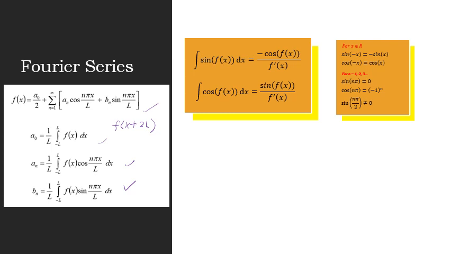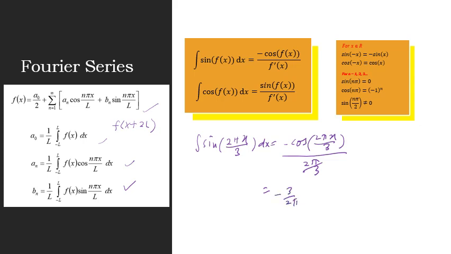For example, if we integrate sine 2 pi x over 3 dx, it will become negative cos 2 pi x over 3, over 2 pi over 3, which is equal to, simplifying this one, negative 3 over 2 pi cos 2 pi x over 3. If you don't have limits, just put plus c.